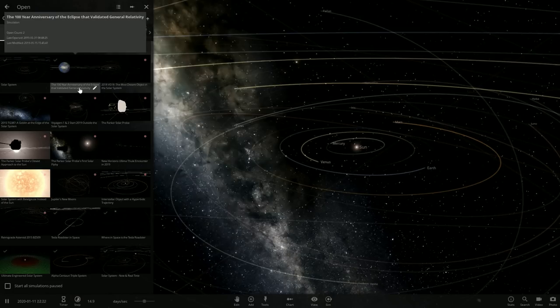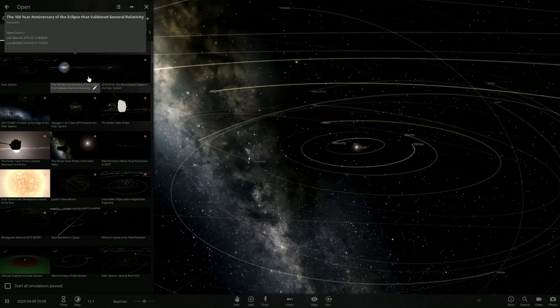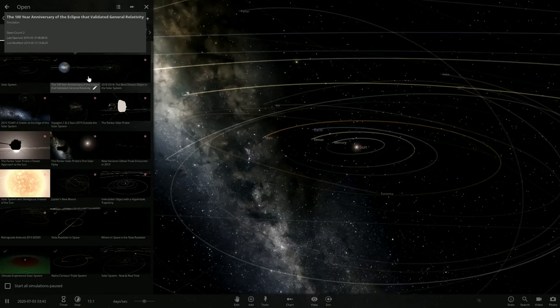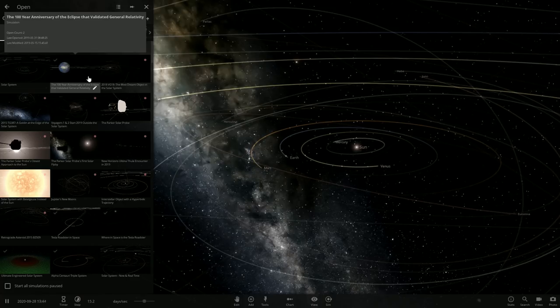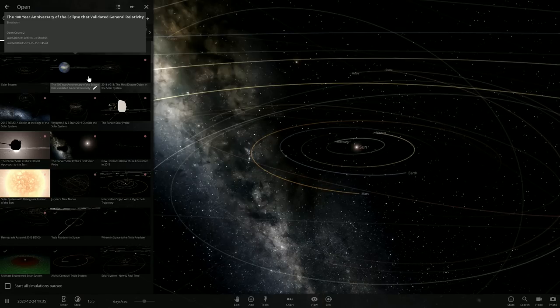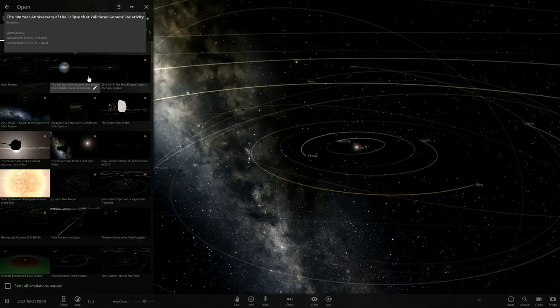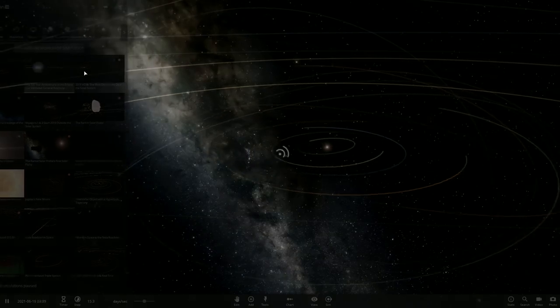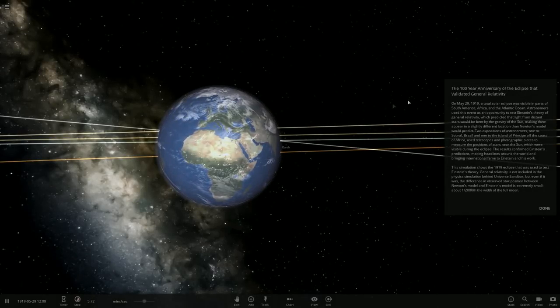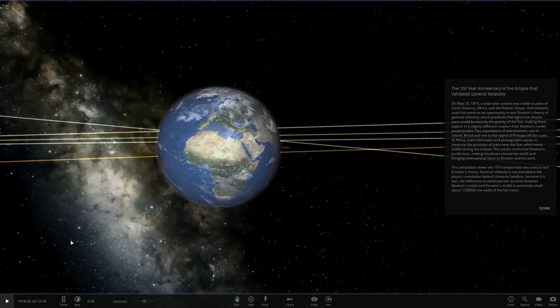They added the 100 year anniversary of the eclipse that validated general relativity. So basically, general relativity, it's about the kind of gravitational effect, for example, looking at the sun, the stars around the sun, the light that we can see is being warped around rather than, you know, what was discovered by Newton, for example. So what's actually, yeah, do you know what, let's have a read of it here.